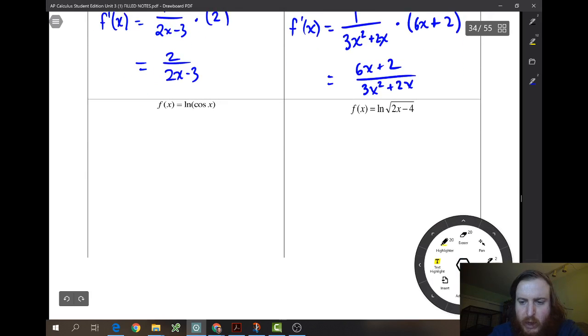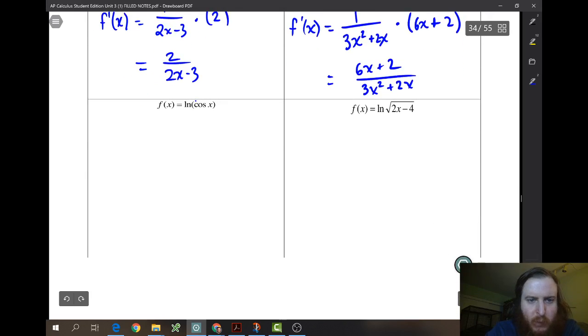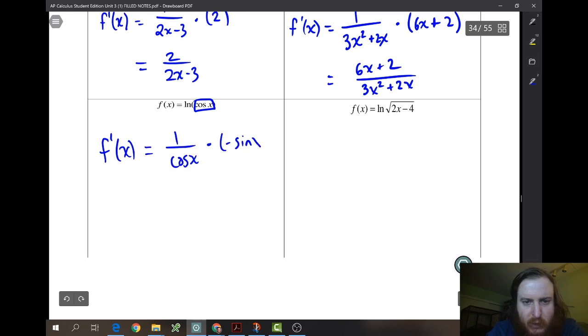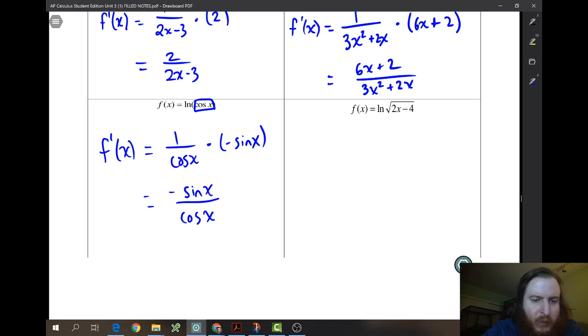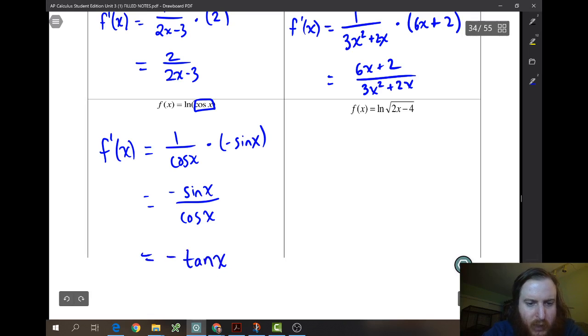Okay, next one, ln of cosine x. So our box is the cosine x. So f prime of x will be 1 over cosine x times the derivative of cosine, which is negative sine of x. This gives us negative sine of x divided by cosine of x. And anytime you see sine x over cosine x, a lot of times on the AP exam, they're going to change that to tangent of x. So we get negative tangent of x.